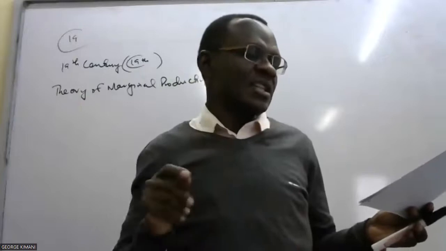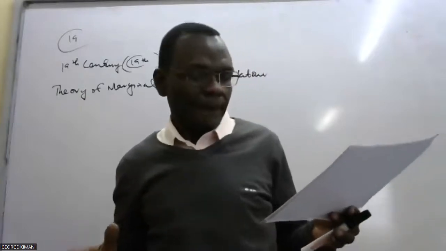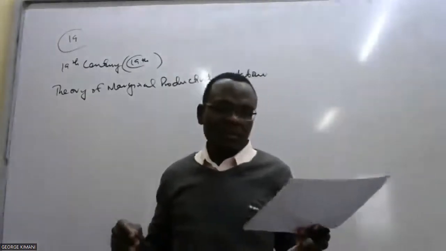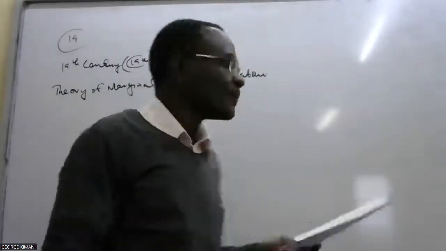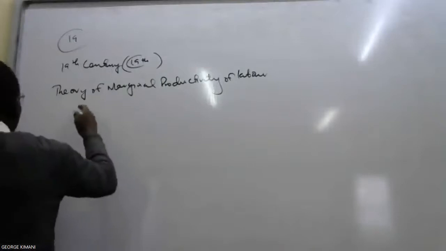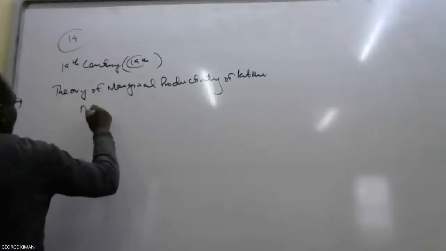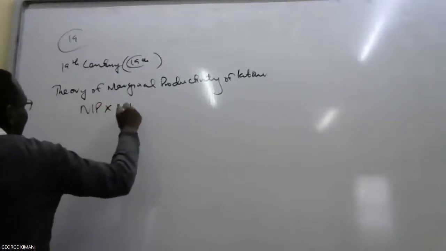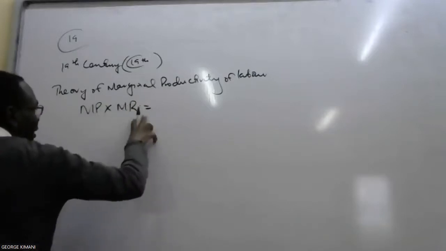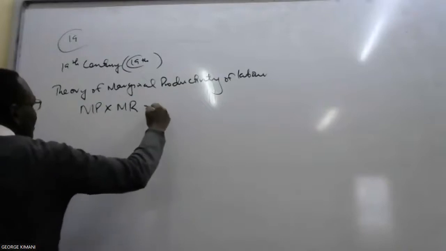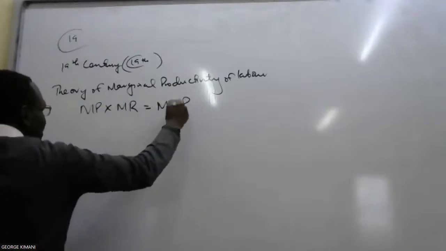So that would be the marginal revenue product. It is calculated as the marginal product of the variable factor multiplied by the marginal revenue of the variable factor. So marginal product multiplied by the marginal revenue will give me the marginal revenue product.